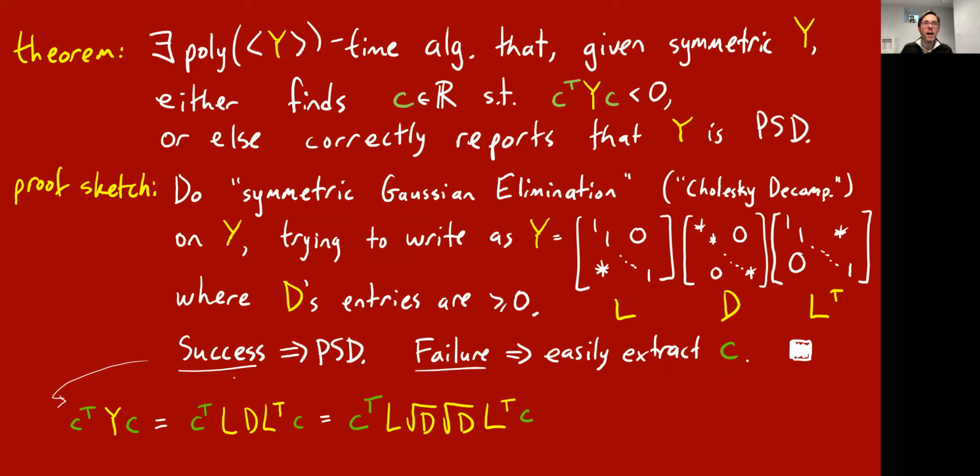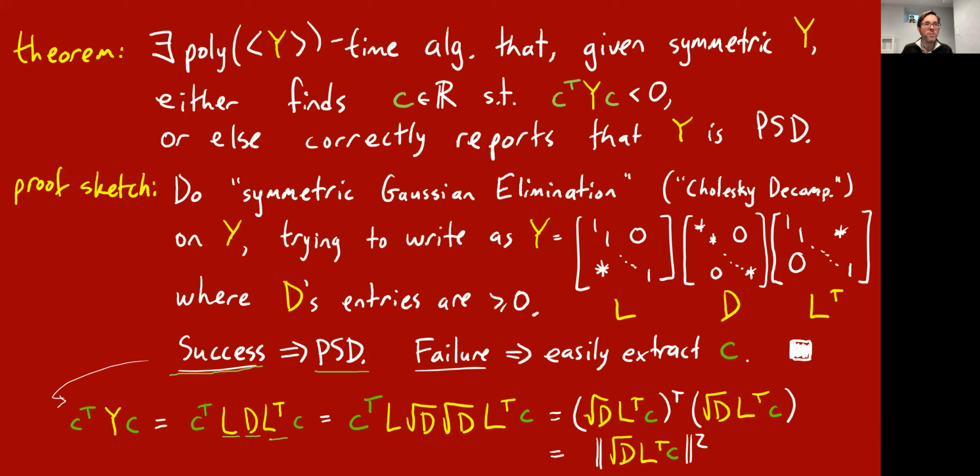So just real briefly, why, if you succeed, does this imply that the matrix Y is positive semi-definite? Well, let me just put everything out there. It's because if Y is really expressible as LDL transpose, then for any vector C, C transpose YC is C transpose LDL transpose C. If also the diagonal entries are non-negative, then they have square roots. So you can write D as square root D times square root D, the diagonal matrix with the square roots of the diagonal entries. And so now you can write this. See, this part here is the transpose of this part here.